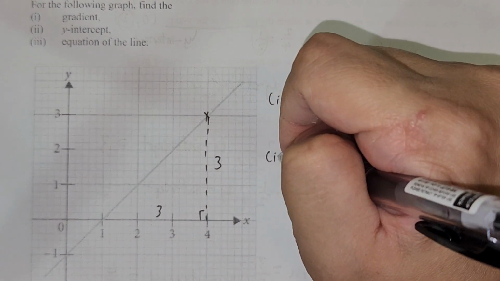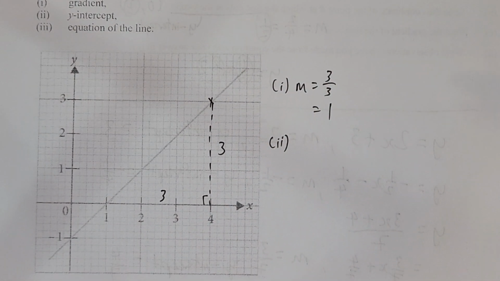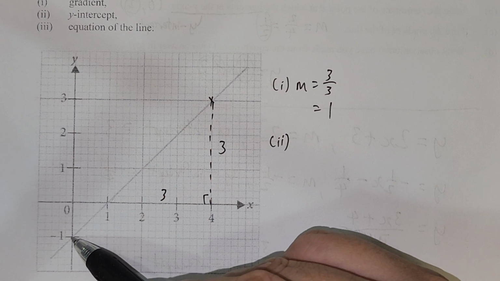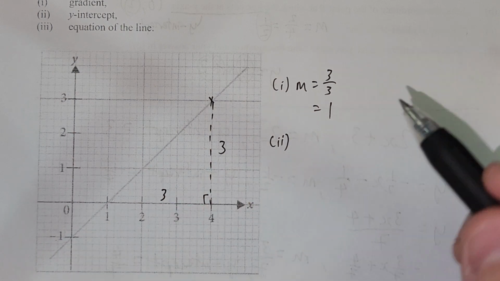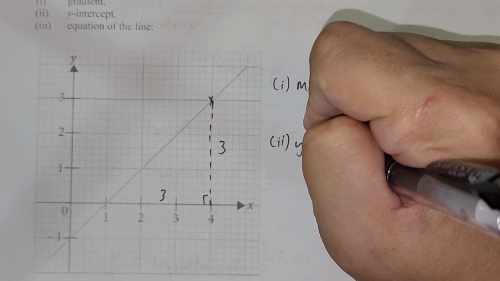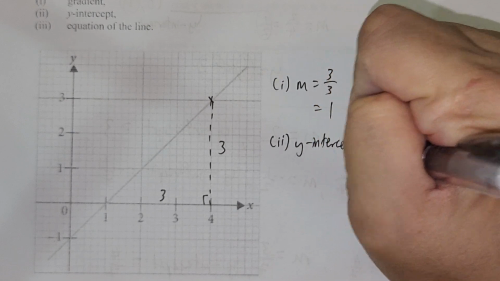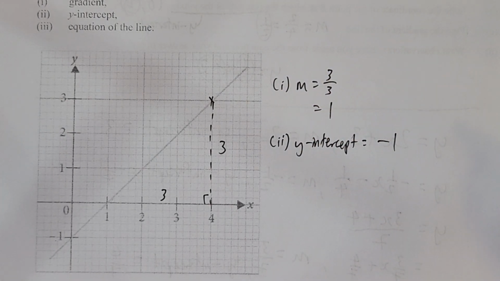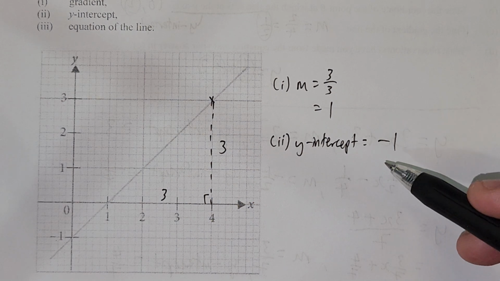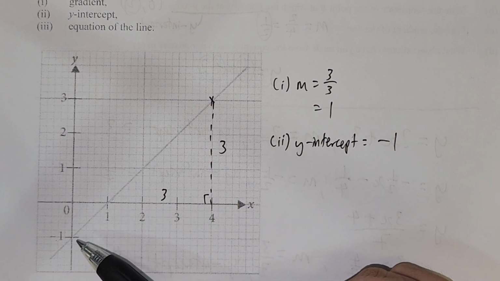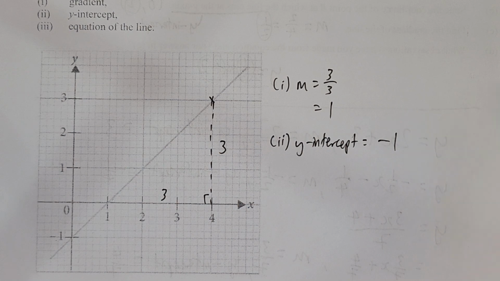Part 2, for my y-intercept. The y-intercept is over here, at negative 1. So my y-intercept is equal to negative 1. They are not asking for the coordinate, so basically we give the y-intercept as the y value, negative 1.